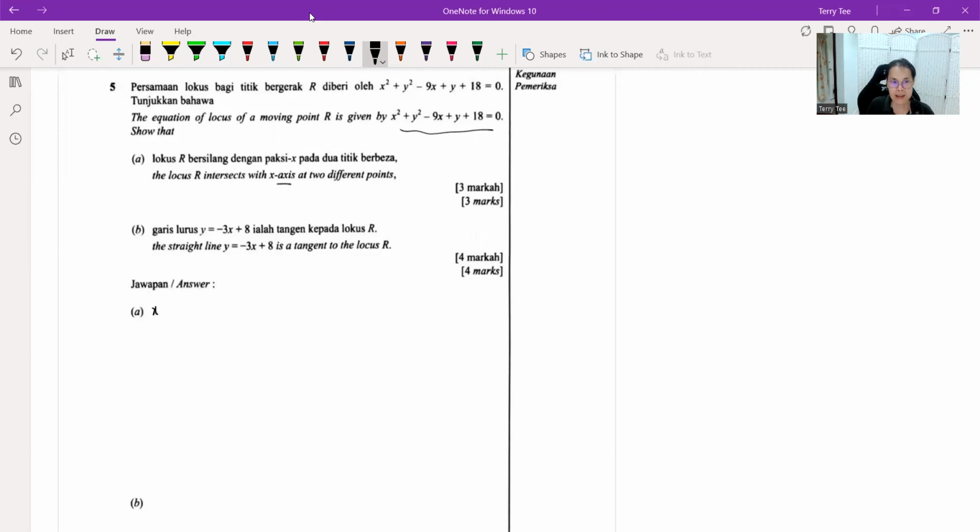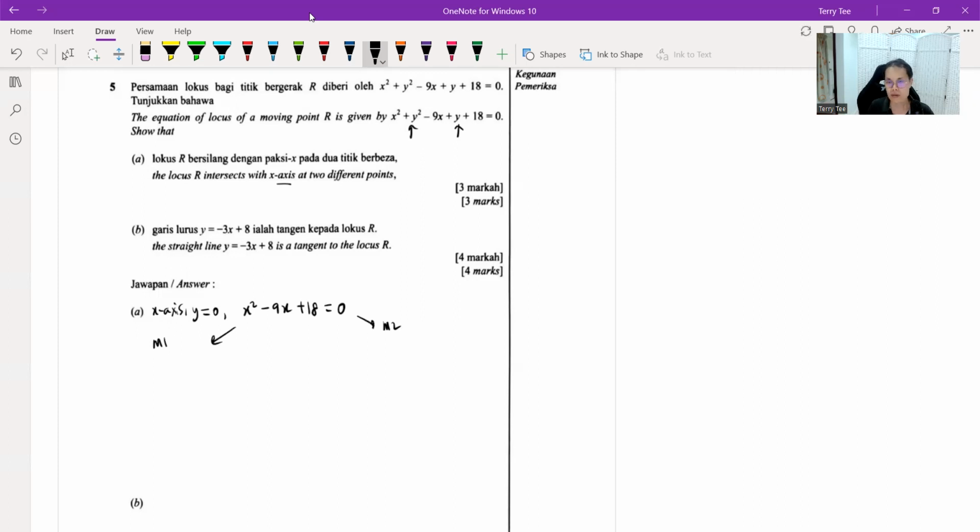Now, we know at the x-axis, your y is always 0. So I'm going to let y be 0. By replacing your y with 0 here, I got x squared minus 9x plus 18 equals 0. Right. Now, here we have two different methods. Method 1, we can go and solve it. Method 2, we can do b squared minus 4ac.